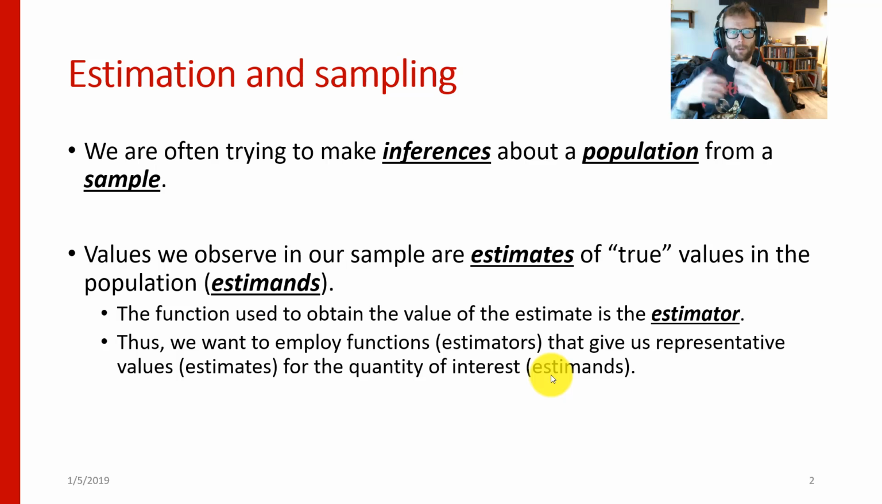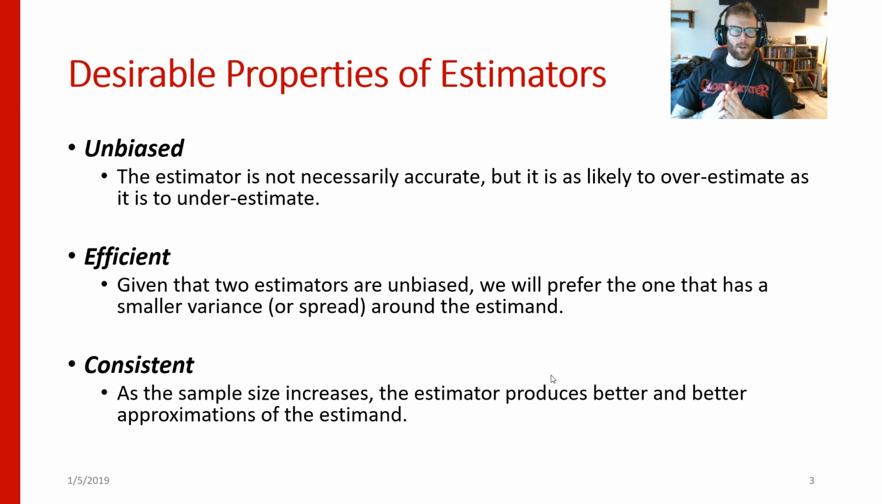and then we can see how our estimates of that value change. And when we're talking about comparing different methods of estimation, there are a few key desirable properties of estimators. In particular, we're going to focus on three desirable properties of estimators. One, we want estimators to be unbiased, efficient, and consistent. So unbiased means that sometimes our estimator is going to overestimate the estimand, and sometimes it's going to underestimate the estimand. So sometimes we'll be high, sometimes we'll be low.